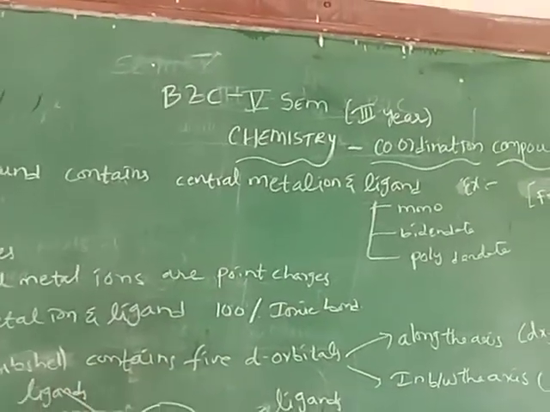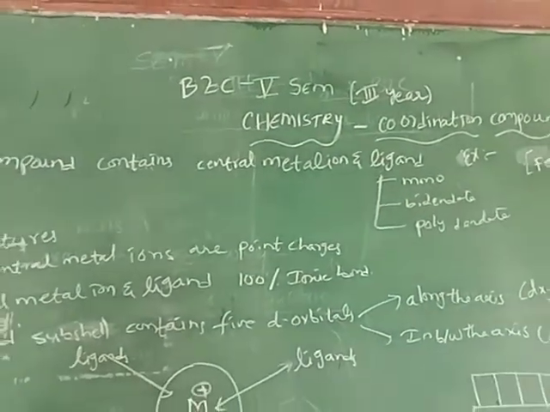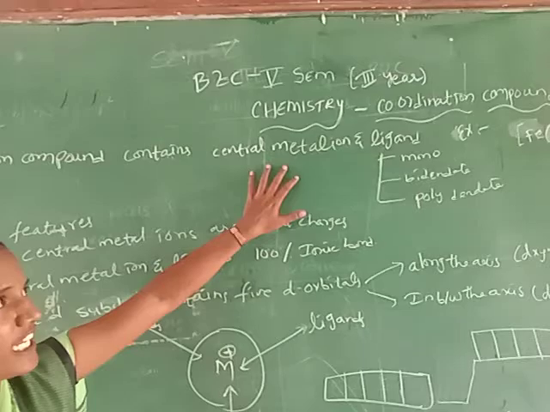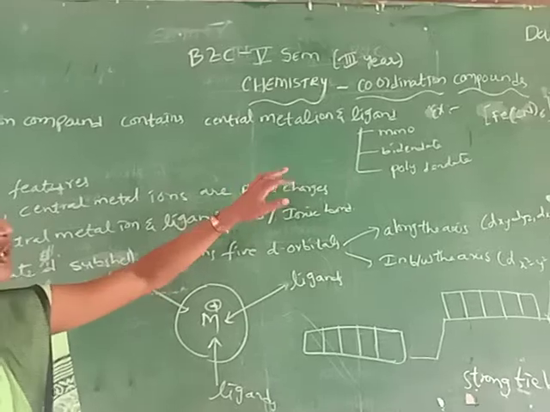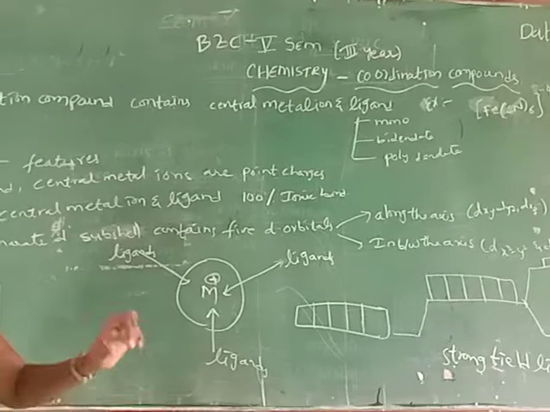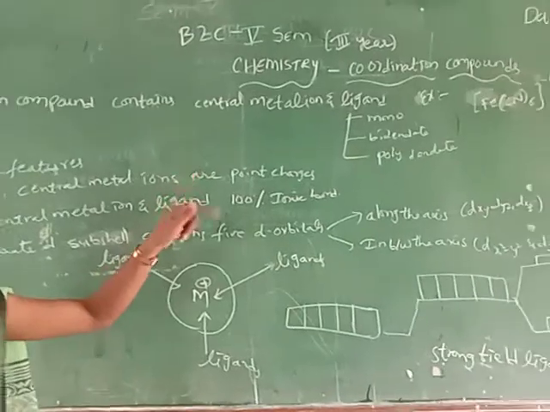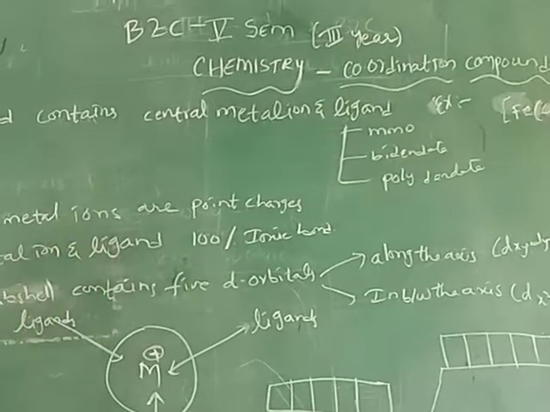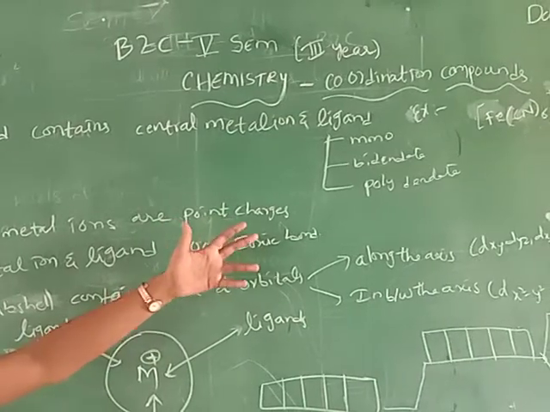So what is meant by ligand? Ligand means they can donate a lone pair of electrons to the empty orbital of the metal ion. The classification of ligands was completed in the 4th semester. Ligands are classified into 3 types: monodentate, bidentate and polydentate. Monodentate means they can donate only one electron pair. Bi means 2, so a ligand that can donate 2 electron pairs is known as bidentate. Poly means many, so a ligand that can donate more than 2 electron pairs is known as polydentate.